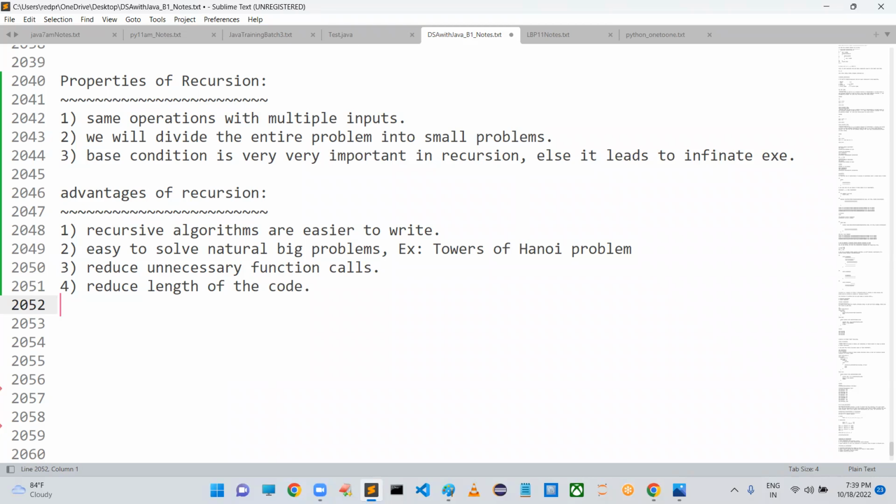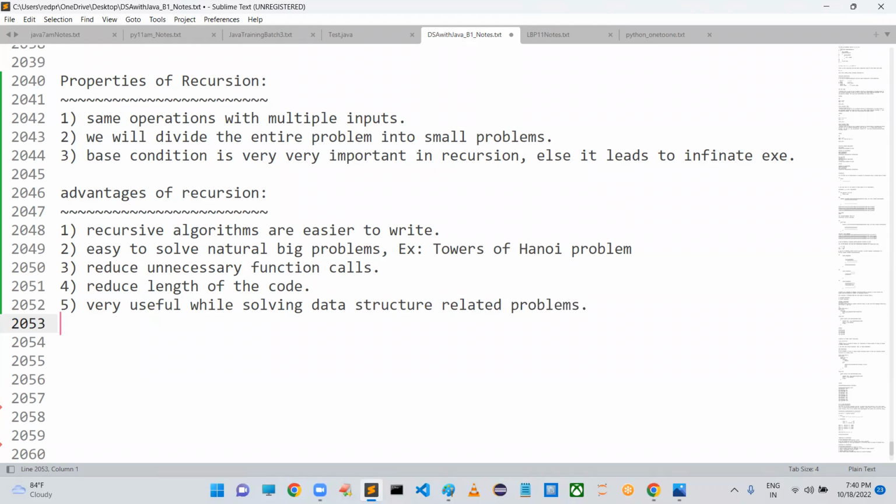Next, what is the next advantage? It is very useful while solving data structure related problems. Recursion is going to give the best results when you are solving these. Yes, trees, AVL, correct, Chaitanya. Anyway, we are going to discuss that in our course with beautiful diagrams.